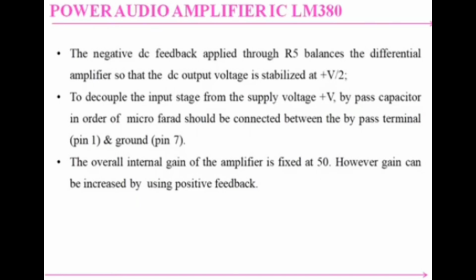To decouple the input stage from the supply voltage plus V, a bypass capacitor in the order of microfarad should be connected between the bypass terminal pin 1 and ground pin 7. Overall, internal gain of the amplifier is fixed at 50. However, the gain can be increased by using positive feedback.